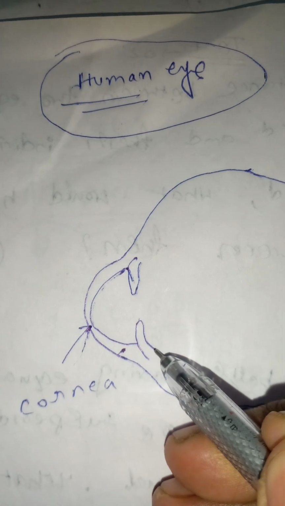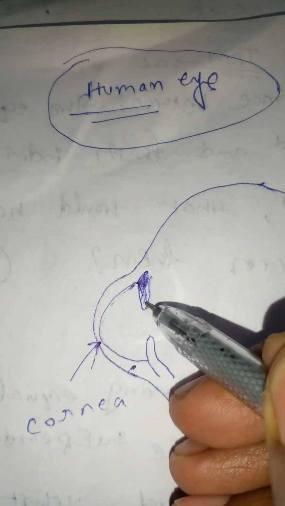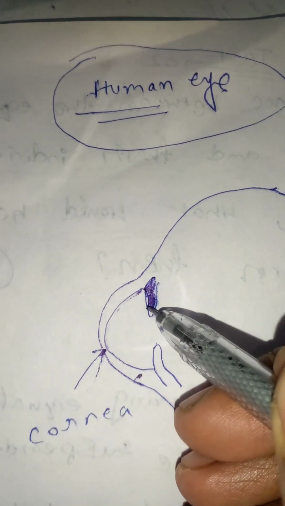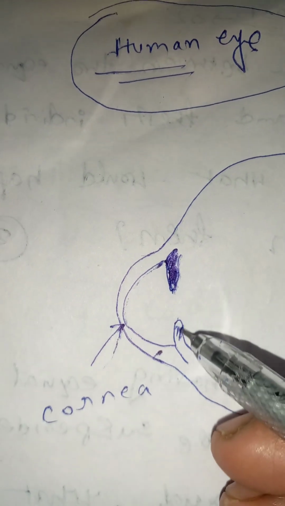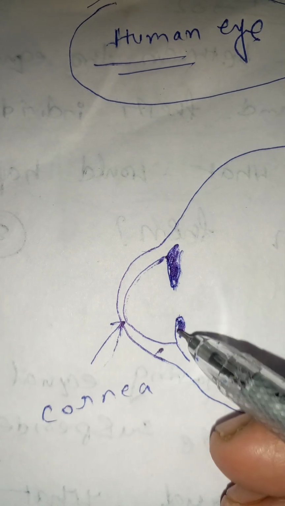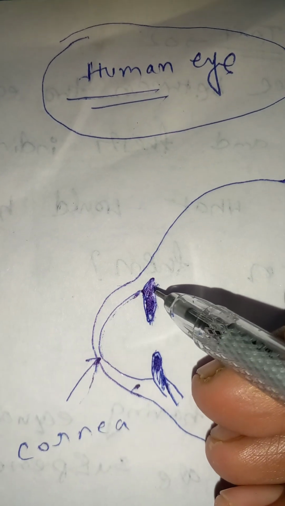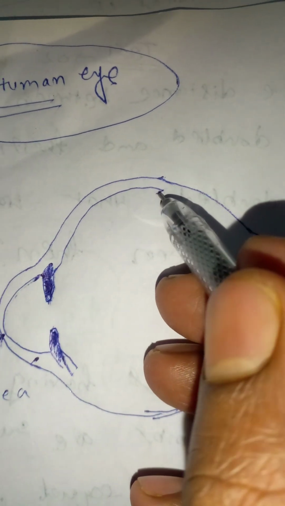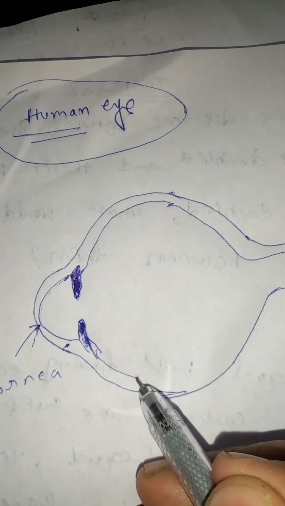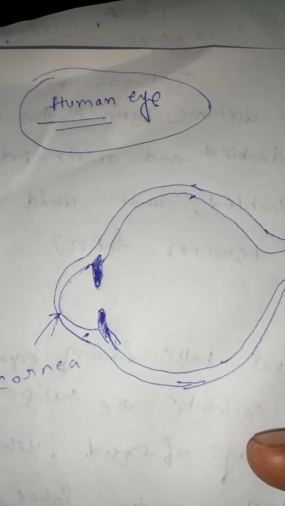Iris. When I'm drawing this iris, you can see that in between two iris there is a normal gap. That gap is known to be the pupil. So first let me draw here one layer. First I'm drawing here one layer. Another layer I'm drawing. Two layers I've drawn over here.